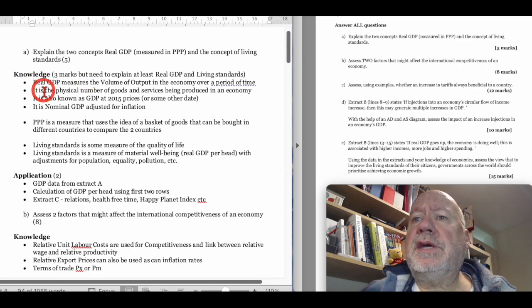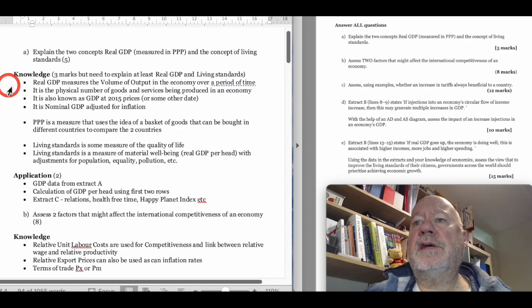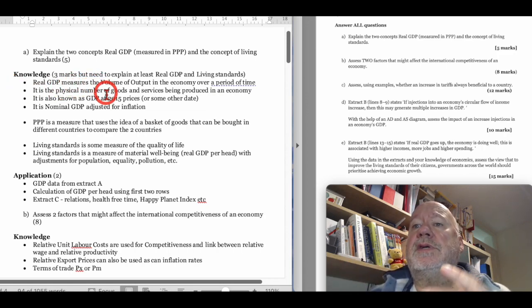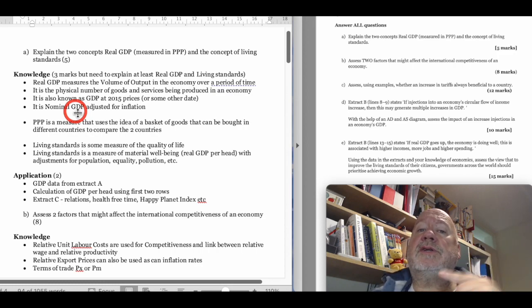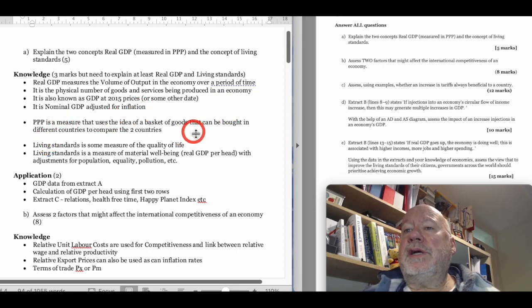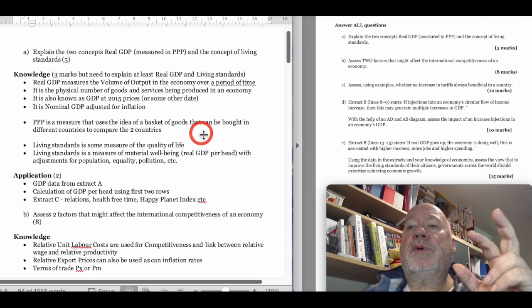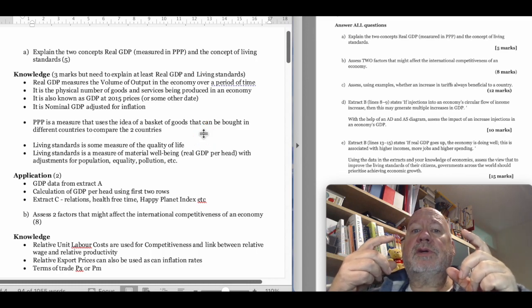And so as you can see here, you've got to be able to distinguish real GDP. Real is the volume of output in the economy, the physical number of goods and services. It's GDP at 2015 prices, and you could call it the nominal that has been adjusted for inflation as well. So I was accepting that. PPP is simply a measure that is used where they're comparing 2 baskets of goods that can be bought in 2 different countries, to compare the living standards between the 2 countries.